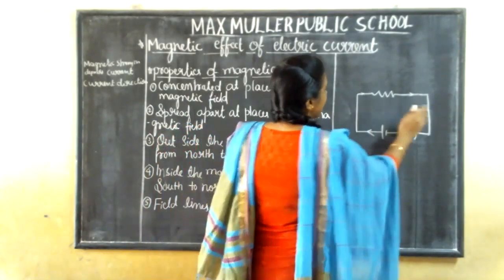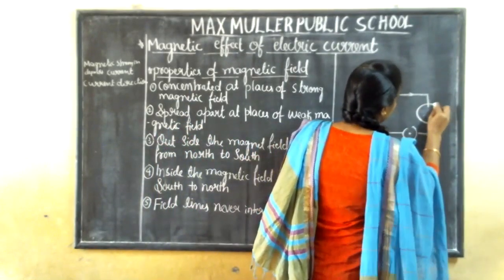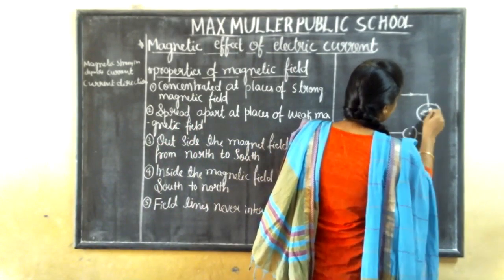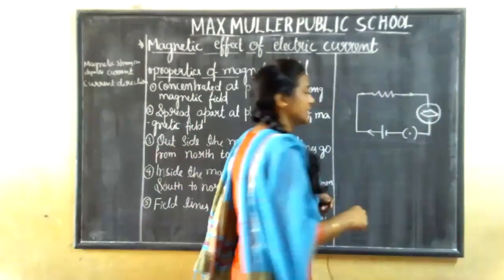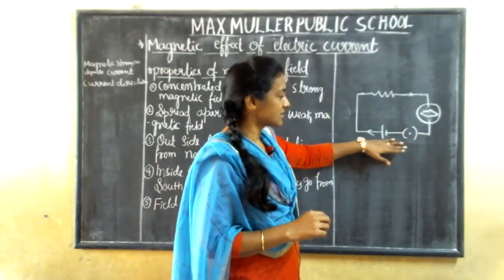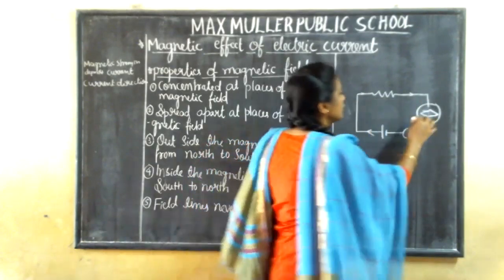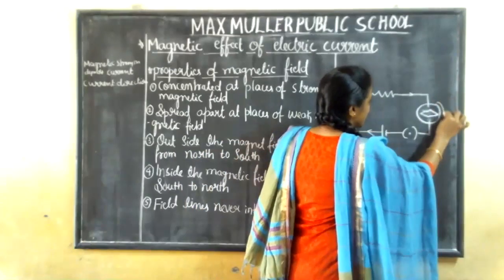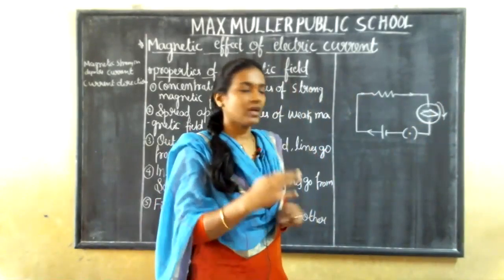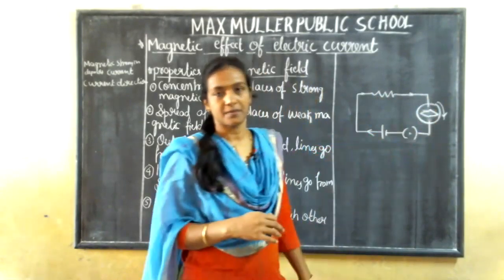For example, I'm going to keep the compass here somewhere. What happens when he started to allow some current into the circuit, it started to move. Think that it is going to move in a clockwise direction when the current is flowing in this direction.